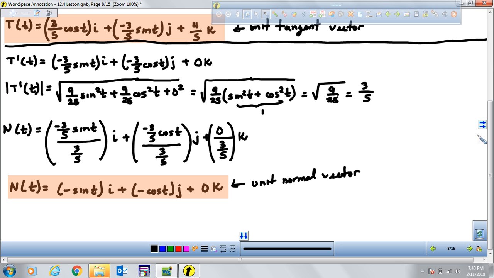Remember, the unit normal vector is the vector that goes inward towards the circle of curvature, towards the radius of the circle of curvature at any given point in the curve.